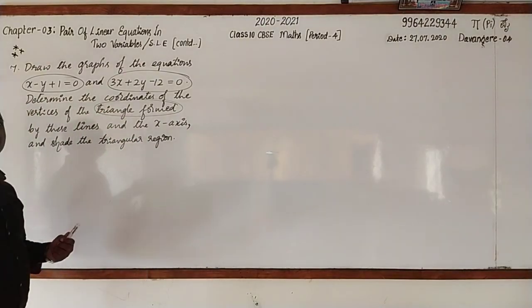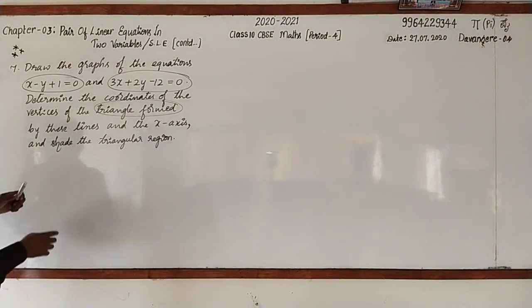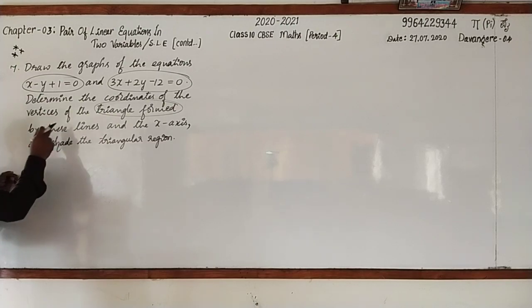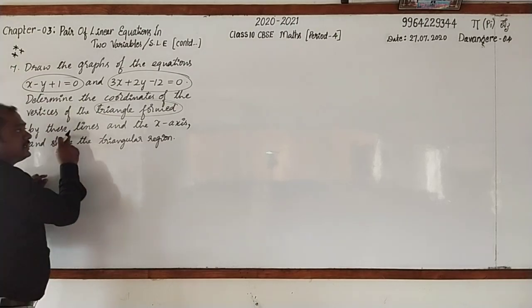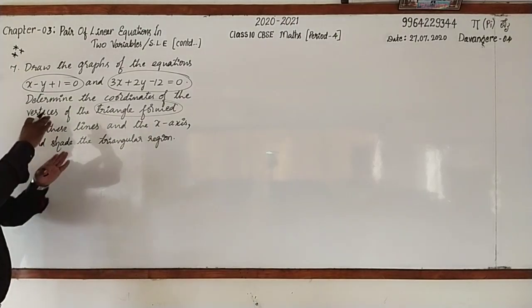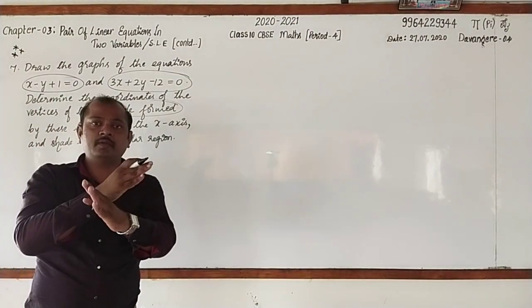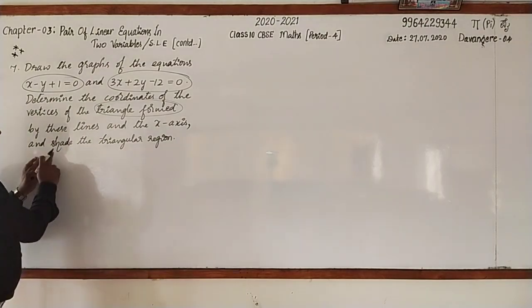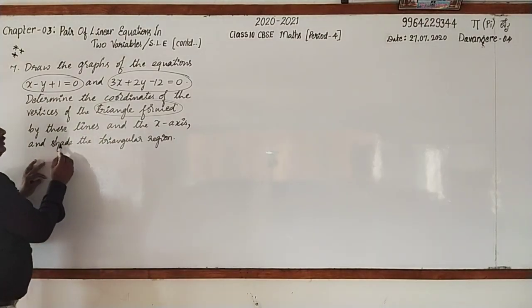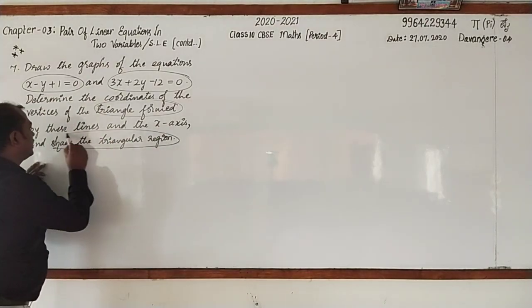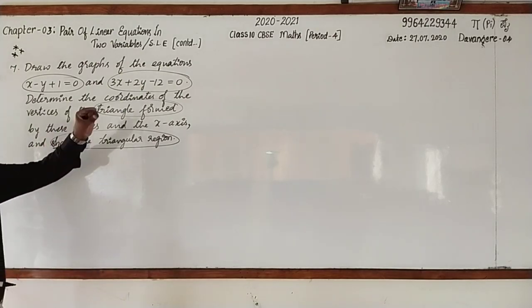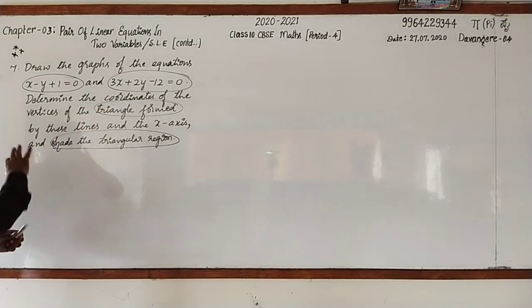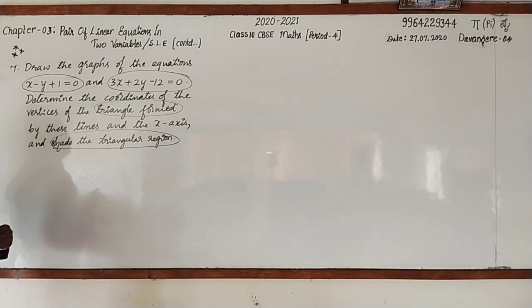But you all may be thinking, how? They have given that the triangle is formed by these lines and the x-axis. Whatever the lines you will draw, and with them the x-axis. Then after that you are going to shade the triangular region. So these are the 3 sub-questions in one question only. Let us go for answering one by one.